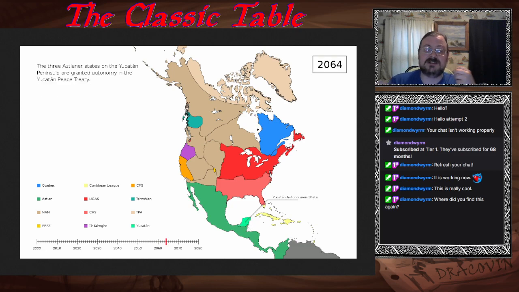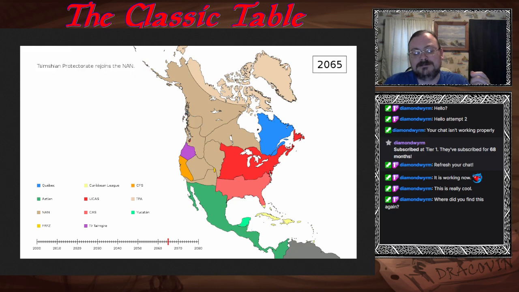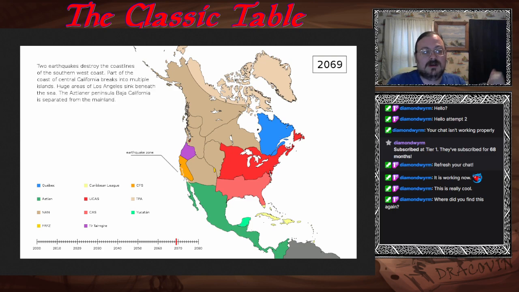And there are some oddities like the Yucatan Peninsula, which is now its own autonomous state. We don't know a lot about it. We know it broke away from Aztlan, sort of, but we don't know the full story. Then they become a protectorate and part of the NAN again. The Ute nation is absorbed by the Pueblo Corporate Council, so one of the nations disappears there. The earthquake zone there, and a lot of the problems in California.